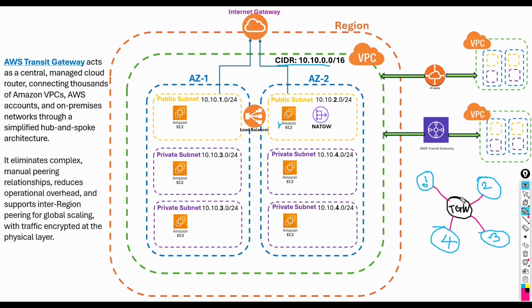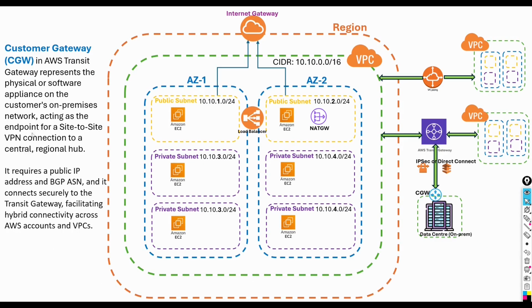Also, there will be the routing table of this transit gateway, which will decide the resource communication. Like if resources in VPC1 can have access to VPC2, but it will not have access to VPC4. So that can be controlled from the transit gateway routing table. I hope you understand so far. Let's move ahead.